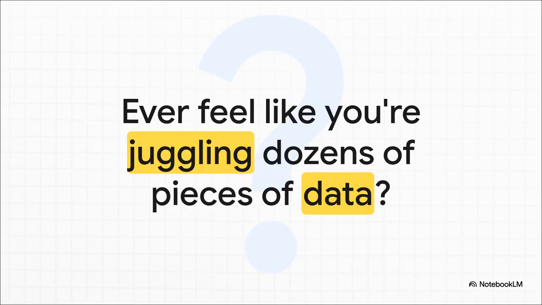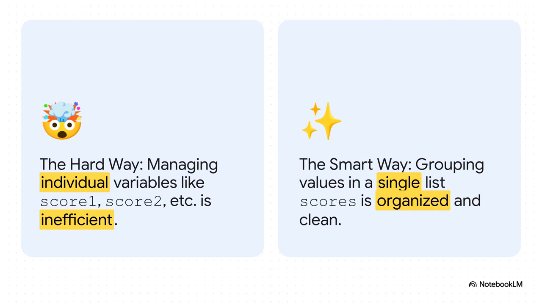Have you ever had that feeling where you're just juggling a ton of different pieces of data? Imagine you're a teacher, right? And you're trying to track 30 different test scores. You could create 30 different variables, score 1, score 2, score 3. It would get so messy so fast. There has to be a better way, right? Well, of course there is.